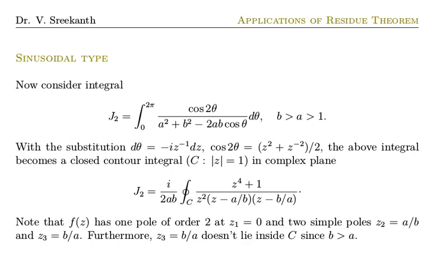We should note that z3, which is b by a, is not going to contribute because it lies outside the unit circle. b is greater than a, which is given as the condition, so this point is not going to contribute. Now we can write down the residue theorem: J2 is equal to 2 pi i times the residue of f at z1 plus the residue of f at z2. z3 is not going to contribute. Now it all boils down to calculating the residues at z1 and z2.